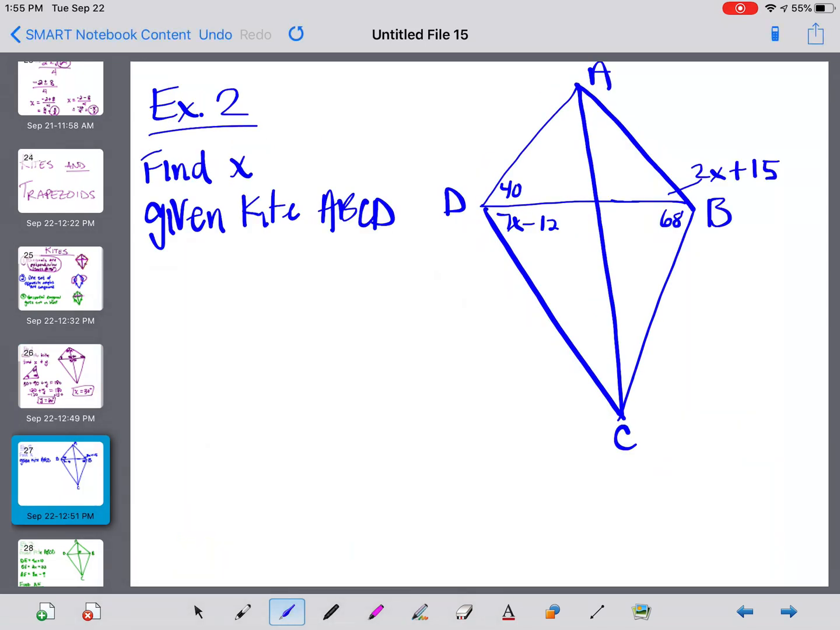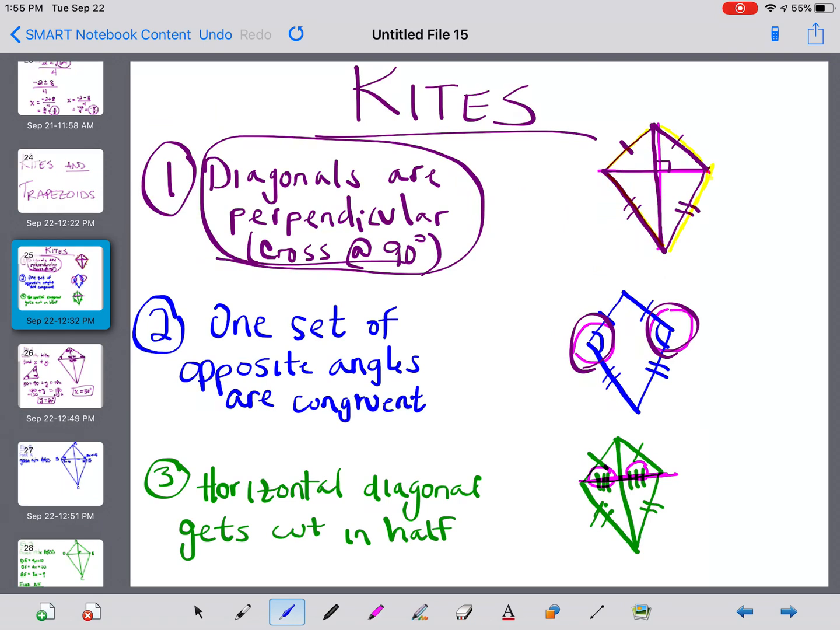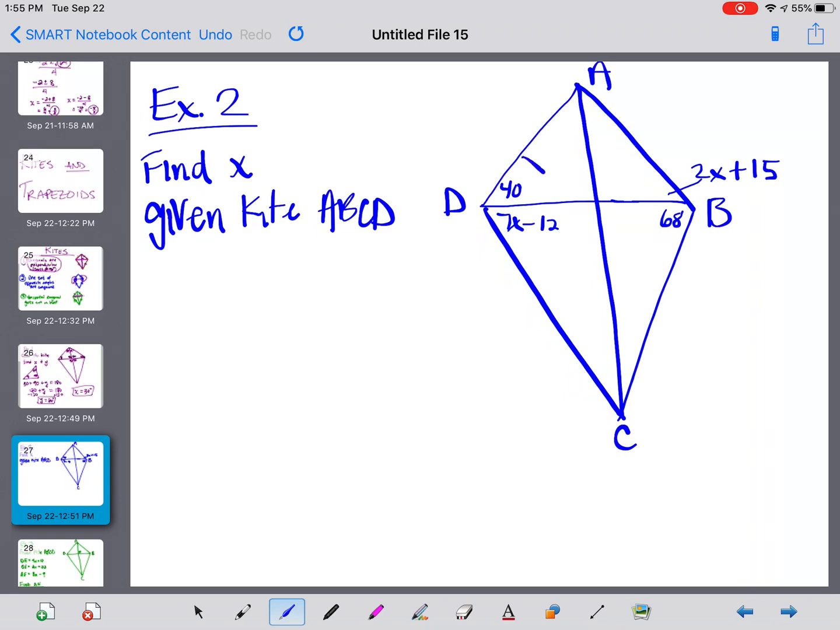Okay, example 2. Given the kite ABCD, we want to find x. I want to use this property: opposite angles are congruent. So I know that this angle here is going to be equal to this angle. So we have 40 plus 7x minus 12. That's that full angle. We know it's going to be equal to 68 plus 2x plus 15. And now we just go to solve.